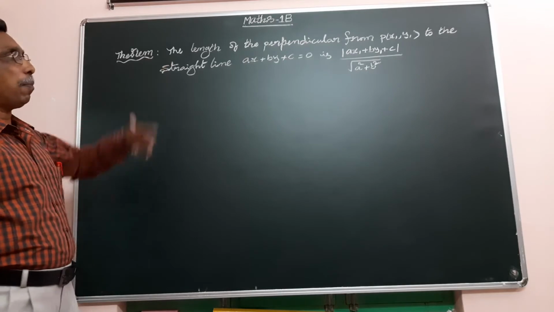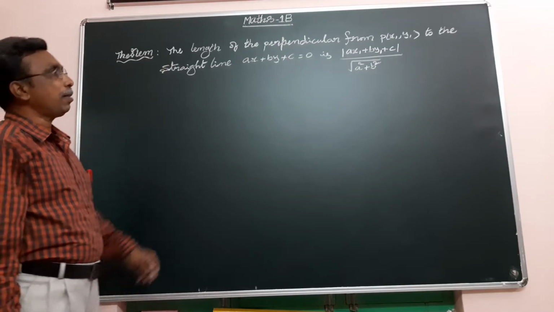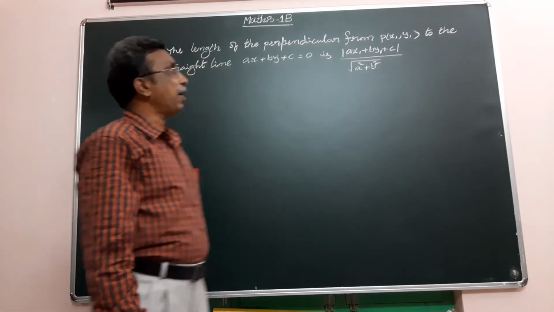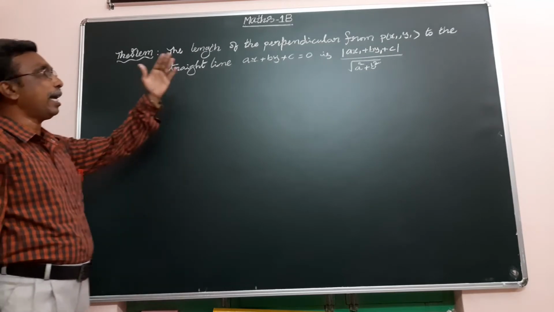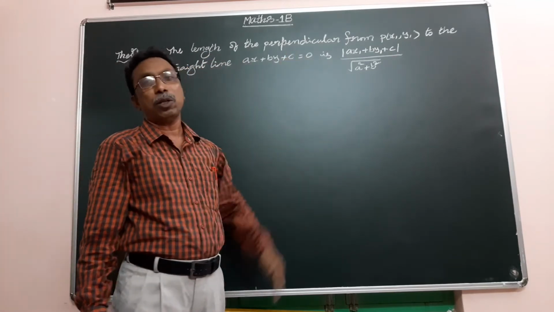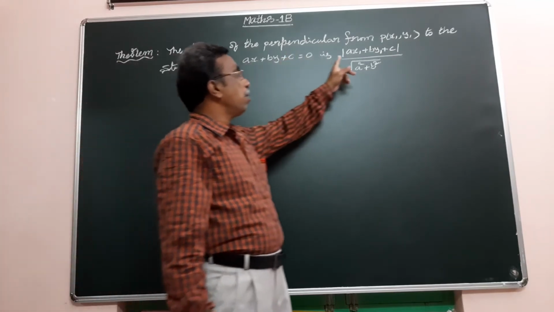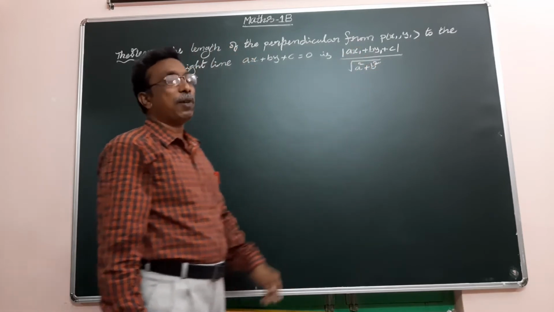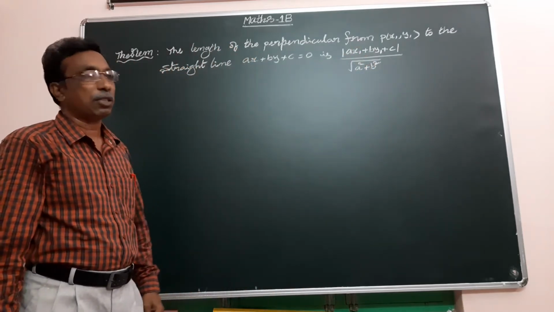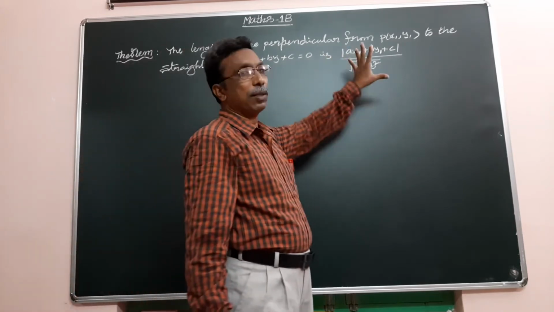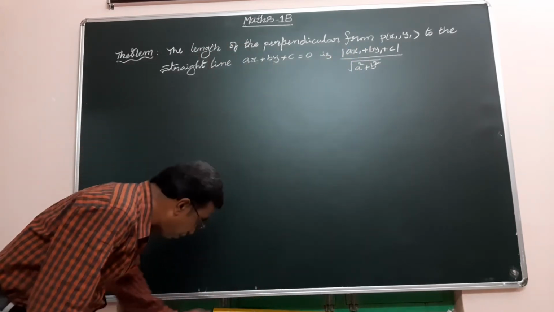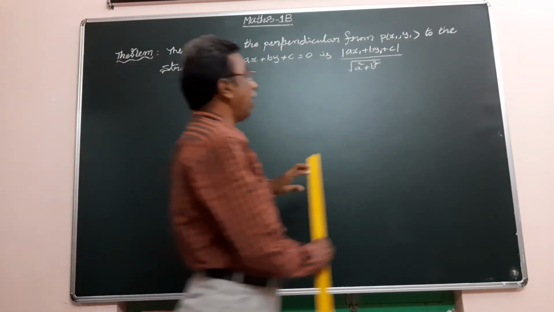The length of the perpendicular from P of x1, y1 to the straight line ax plus by plus c equal to 0 is modulus of ax1 plus by1 plus c by root of a square plus b square. Now you prove this one. First of all, draw the diagram.